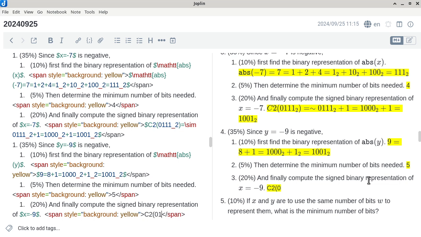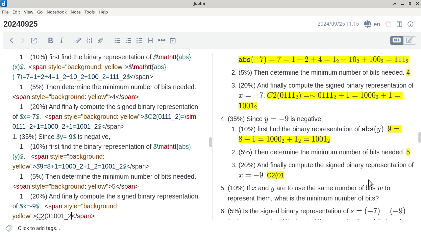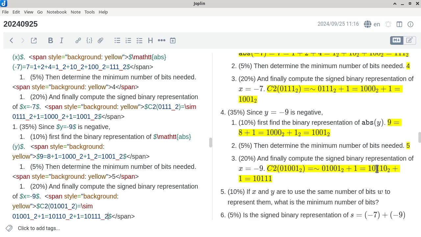Okay, we look at 01001 in base 2. And I have to remember to use the dollar sign to turn this into an equation. There we go. So this is the bitwise NOT of 01001 in base 2, the whole thing plus 1, which is 10110 in base 2 plus 1, which is 10111 in base 2. Are we good so far? So this part is just the application of 2's complement.